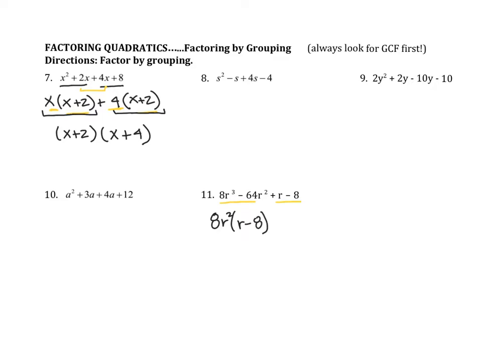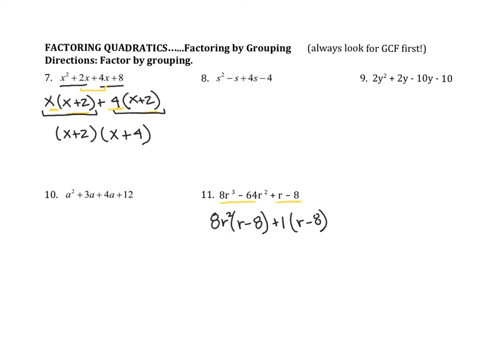So now I look at my second term, r minus 8. They have nothing in common. Be really careful here. I'm going to factor out a 1 then. R divided by 1 is r. Negative 8 divided by 1 is negative 8. And I have r minus 8.